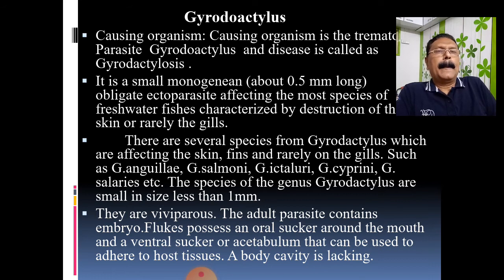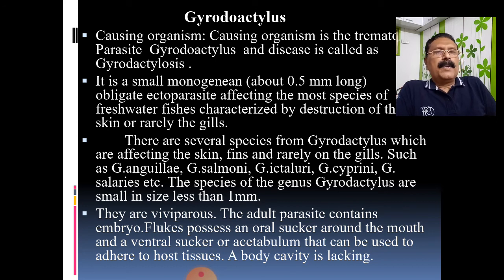It has several species. It is found in freshwater as well as marine water, and it has its own species diversity. Very common species are Gyrodactylus anguli, Gyrodactylus salmoni, Gyrodactylus ictaluri, Gyrodactylus cyprini, and Gyrodactylus salaris. So these are some of the important species of the genus.